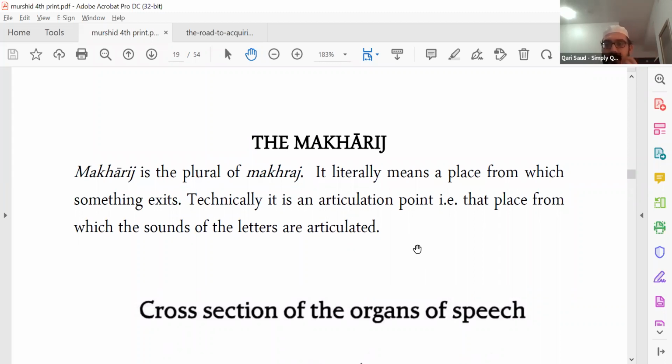So for example, you're reciting ba, right? It comes from the lips, okay? Whereas ayn comes from the throat, okay? Or ha, or ghayn, or kha, or ha, okay? And we'll come to that.